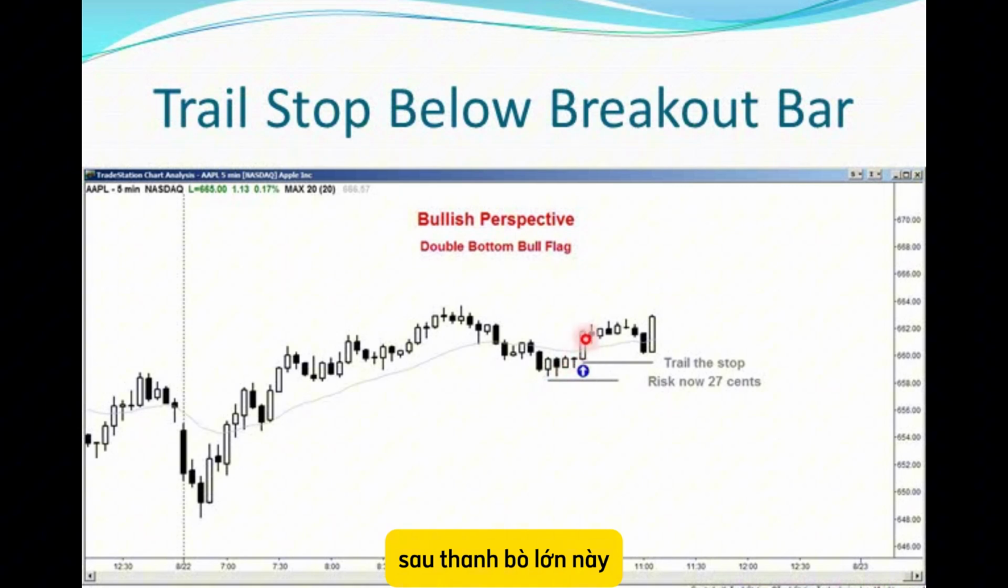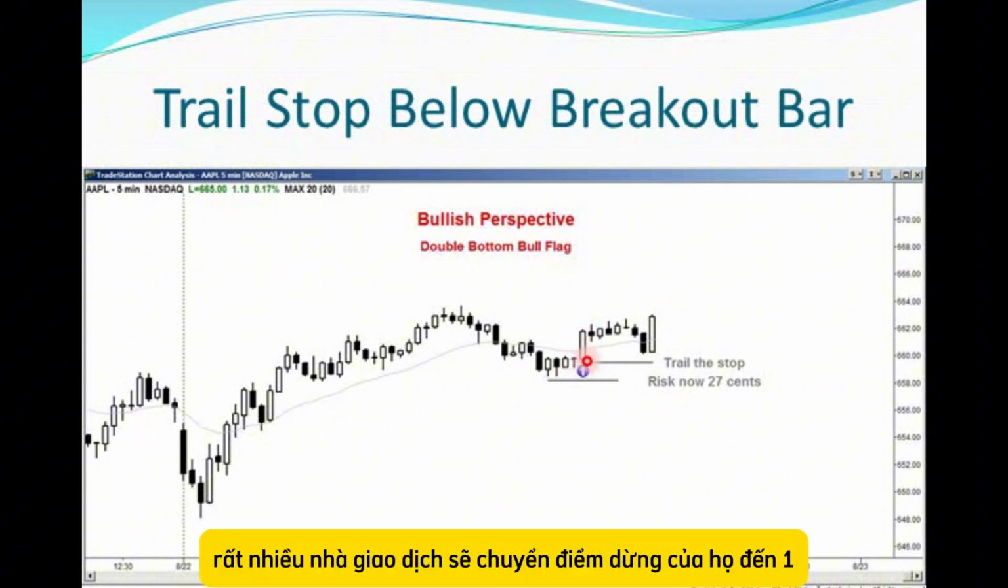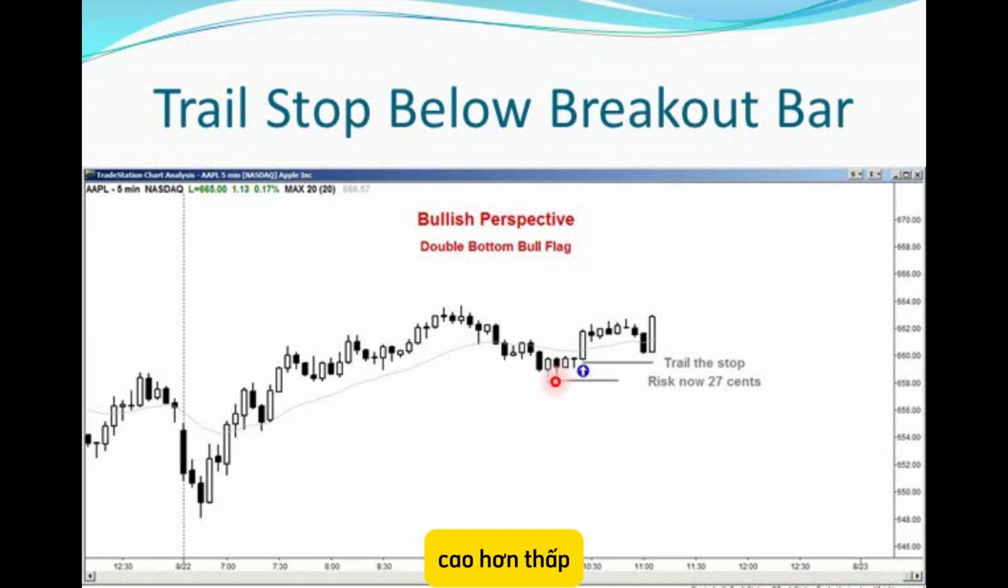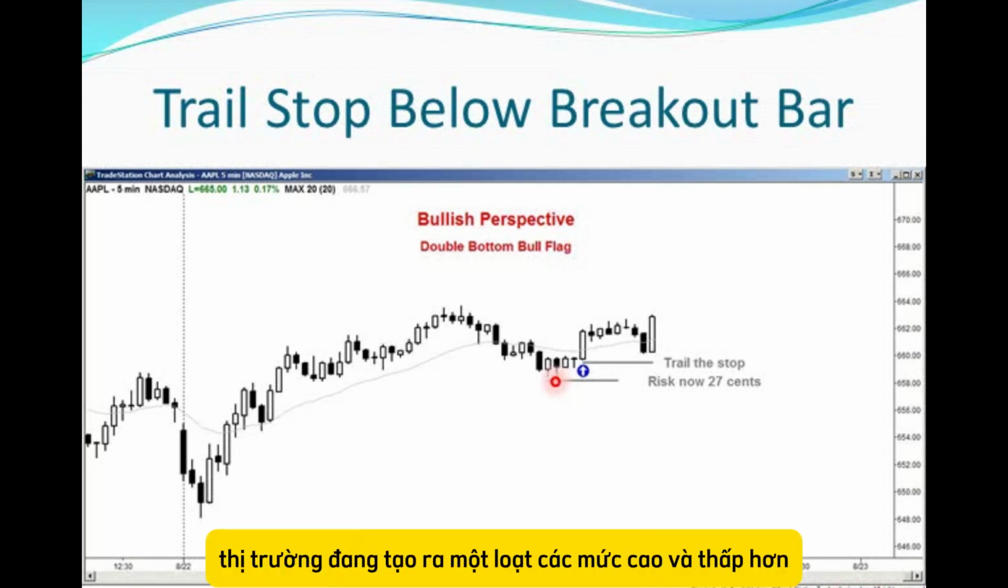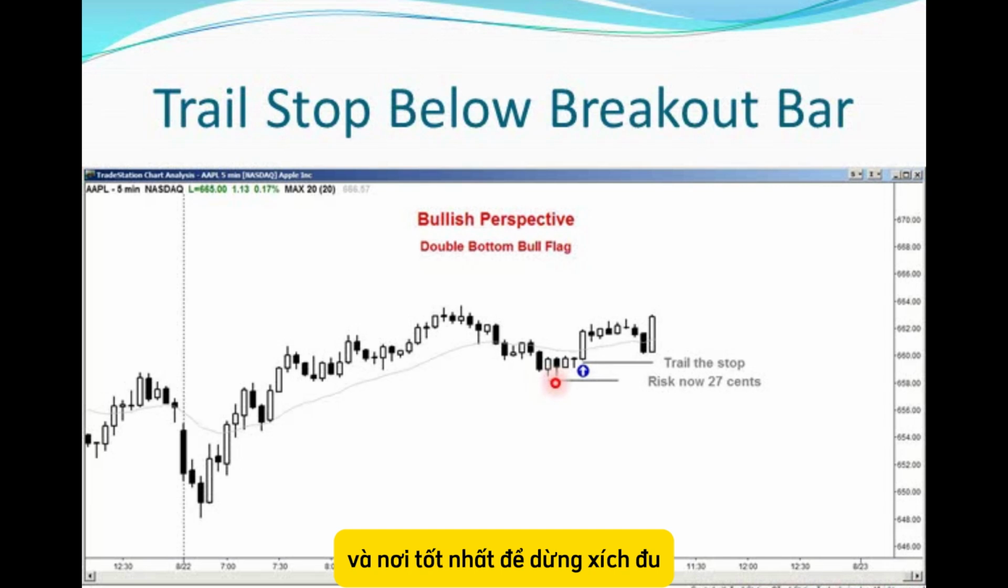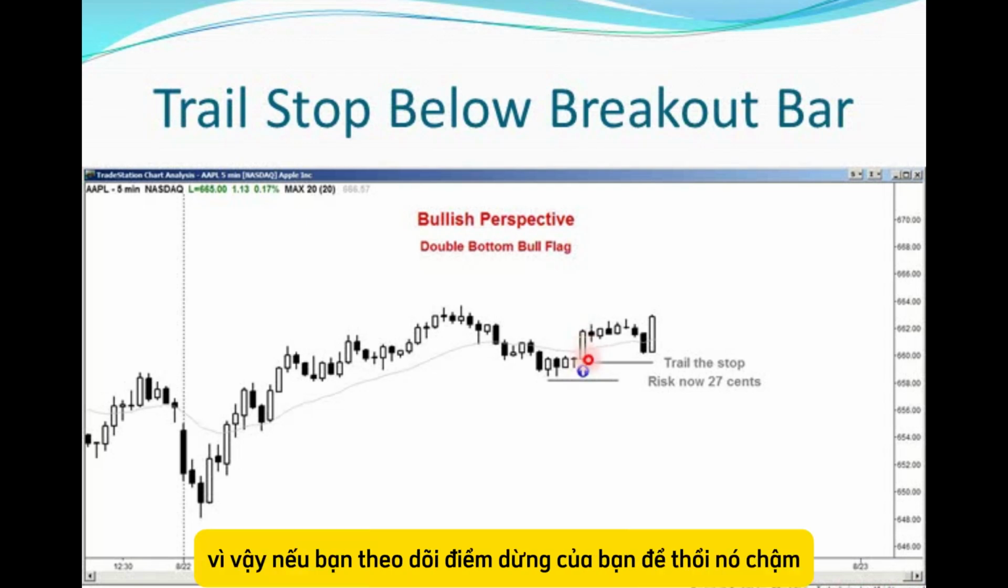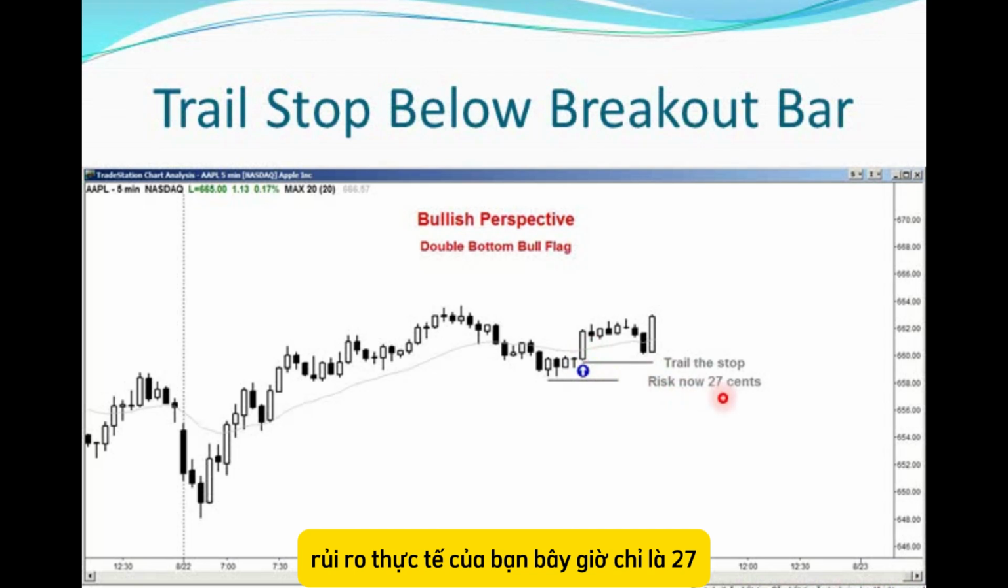After this big bull bar, a lot of traders would move their stop to one tick below its low. I think it's also okay to keep the stop below the higher low. In a bull trend, the market is making a series of higher highs and lows, and the best place for a swing stop is below the most recent higher low. The wider the stop, the higher the probability of success. However, if this is a strong bull trend, it should not fall below the bottom of this strong bull breakout bar. So if you do trail your stop to below its low, your actual risk now is only 27 cents.